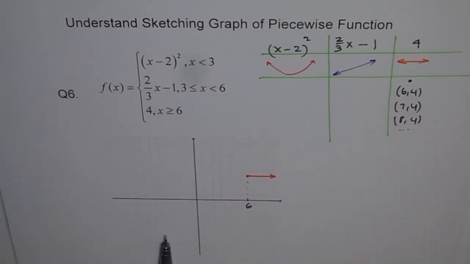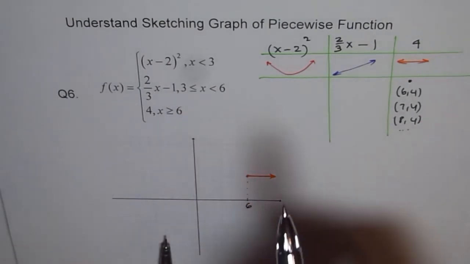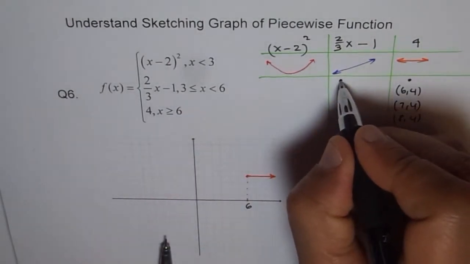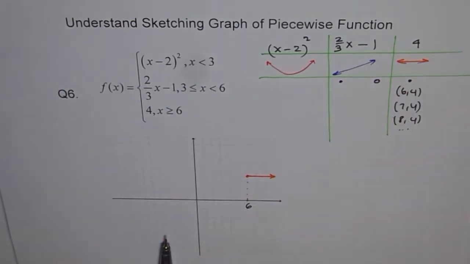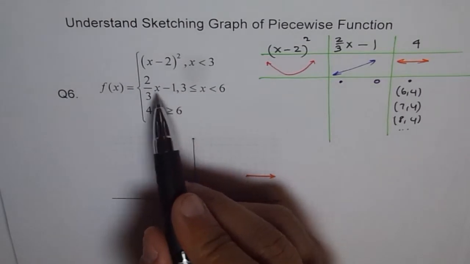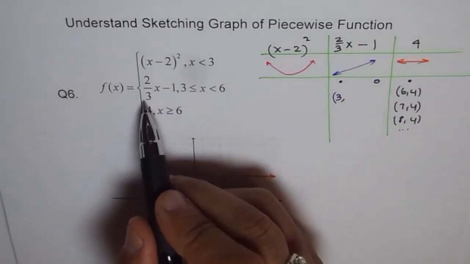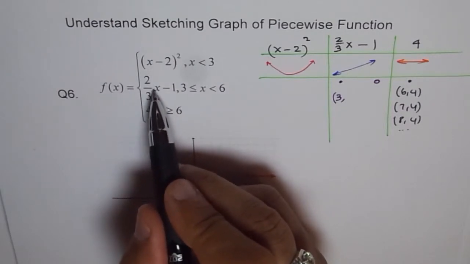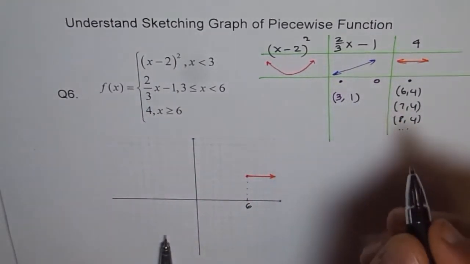Fine, now let's get into the line business. Line starts with 3. 3 is included. Good part. So it actually starts with filled in but ends with a hole. Remember that part. That is this. Okay. Now when you write 3 here, that means x is 3, then 3 and 3 cancel. Good for us. And we get 2 times 1, 2. 2 minus 1 is 1. So the point is (3, 1).